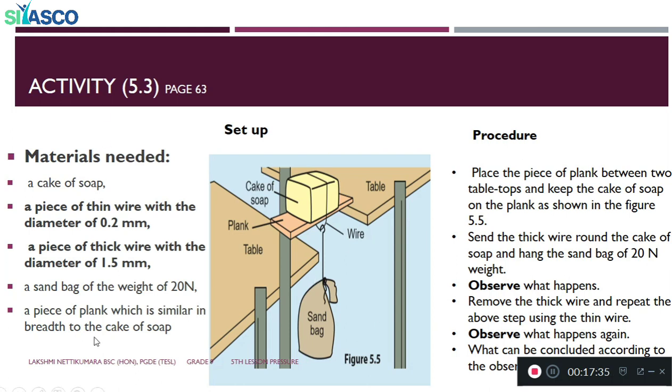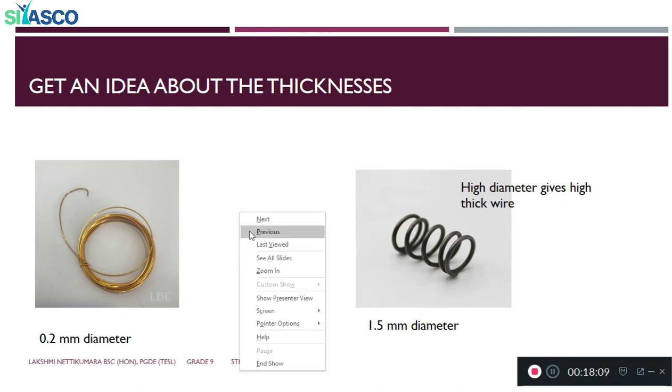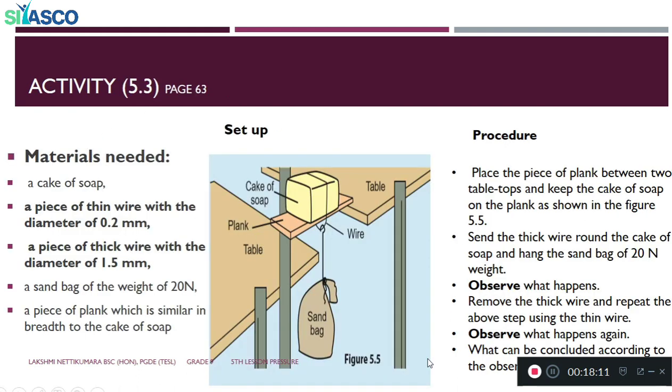Here you can see I have highlighted these two materials. A thin wire with 0.2 millimeters, a thick wire having 1.5 millimeters. To get an idea, see this slide here, the thick wire and the thin wire diameters. Now you can understand about the contact surfaces, right? Okay, keep that in your mind and let's move to the activity.